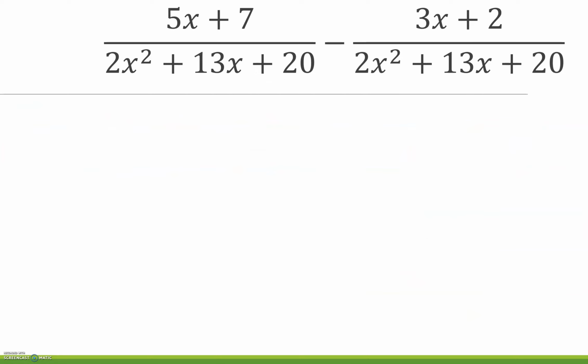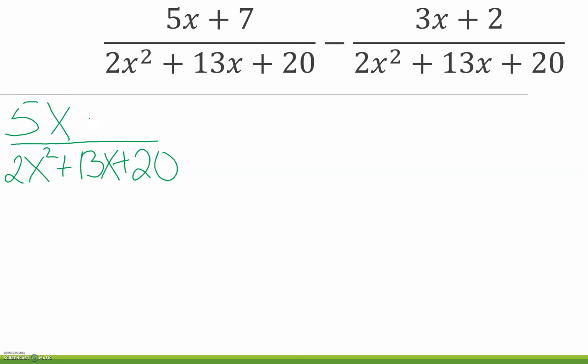And one last example for the day. Another subtraction problem. And our denominator is a little bit complicated looking. Okay. I'm going to leave it alone for right now. 2x squared plus 13x plus 20. Here we have 5x plus 7 minus, I'm going to extend that bar a little bit, the quantity 3x plus 2.